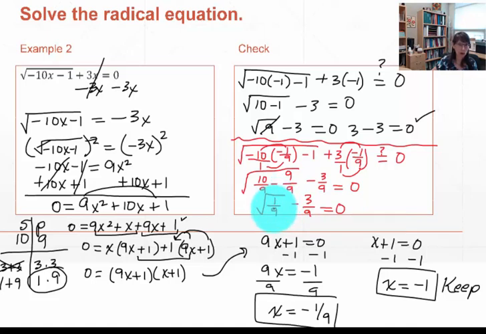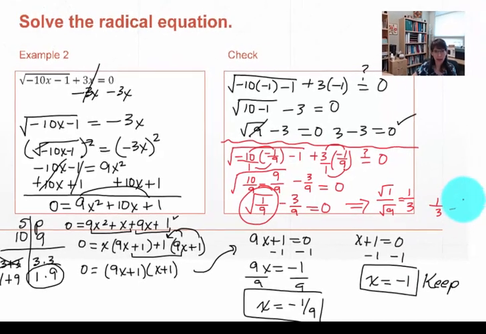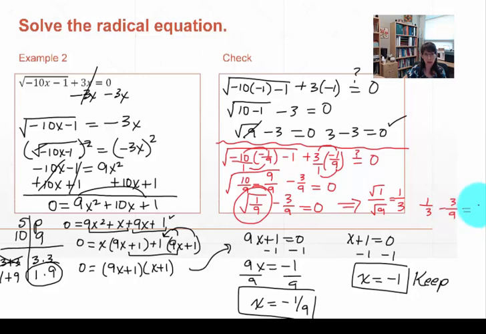Now with the square root of 1/9, remember our quotient rule is going to help us to work with that. Square root of 1 over square root of 9. That's the same thing as 1/3. So this first term, square root of 1/9, that is really 1/3. So what we have is 1/3 minus 3/9 equal to 0. Well, I bet we could reduce 3/9. Isn't that the same thing as 1/3? So 1/3 minus 1/3 equals 0. 0 does equal 0. So both of our answers really do work.